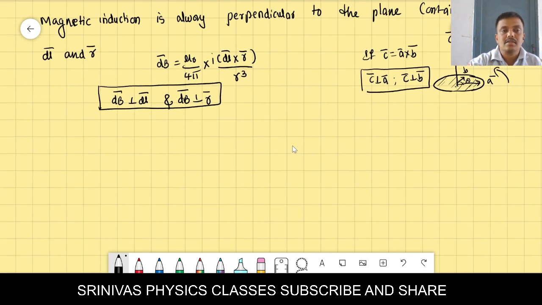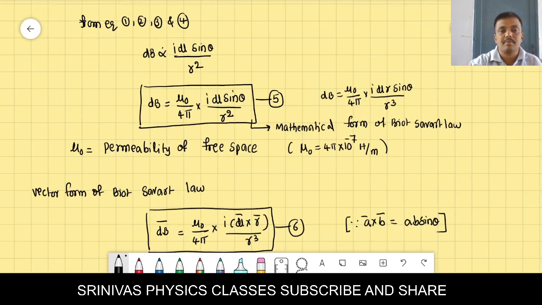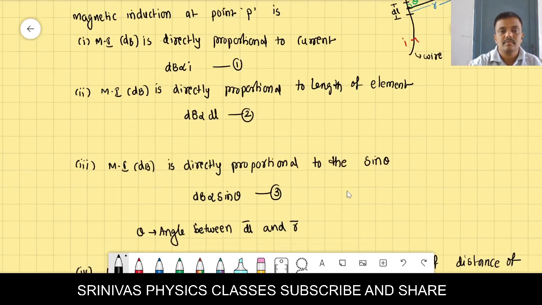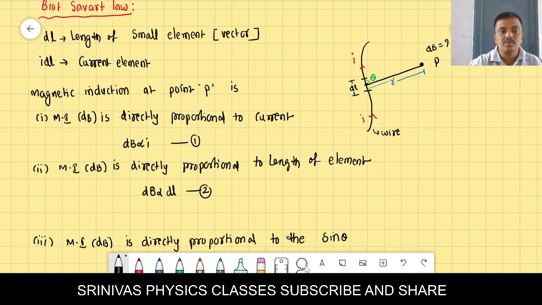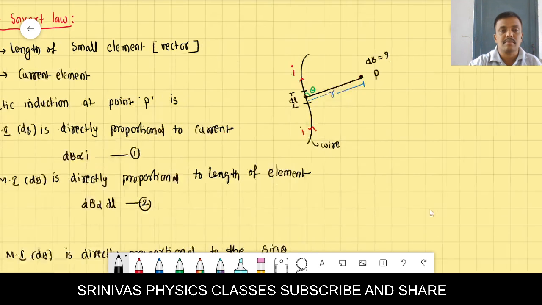Okay, let's go for the next topic. This is about the Biot-Savart law, a very important topic. The Biot-Savart law and its vector form, and by using the Biot-Savart law, the magnetic field direction. The next topic is some applications of the Biot-Savart law. Very important applications. First, let us go for some applications.